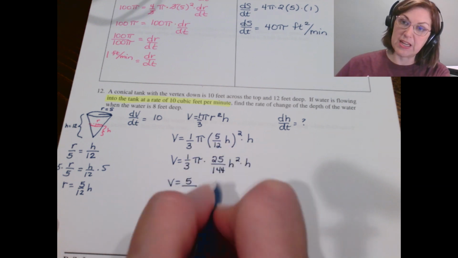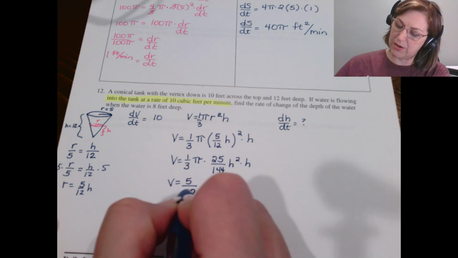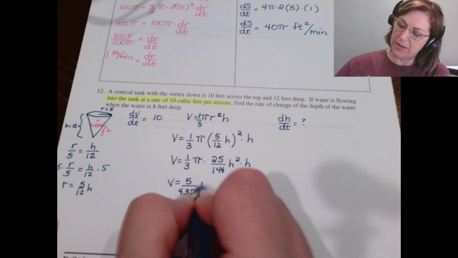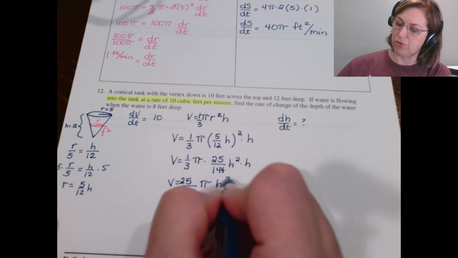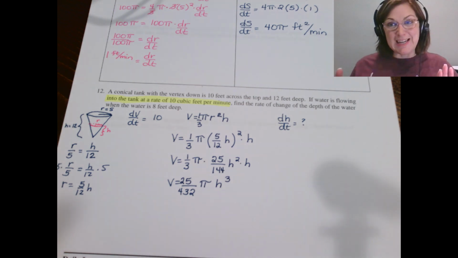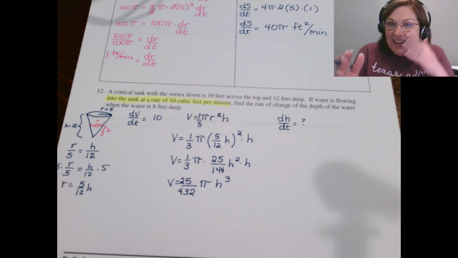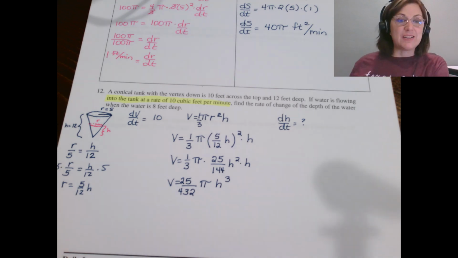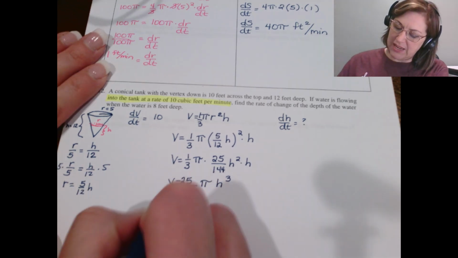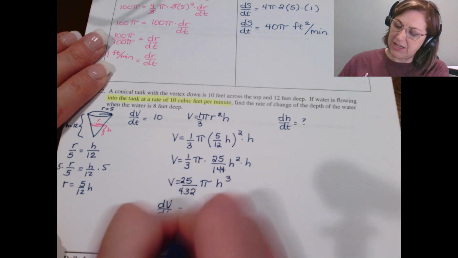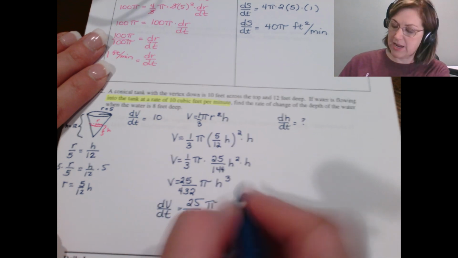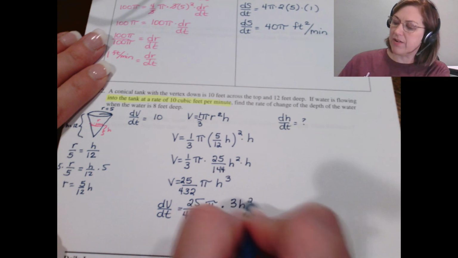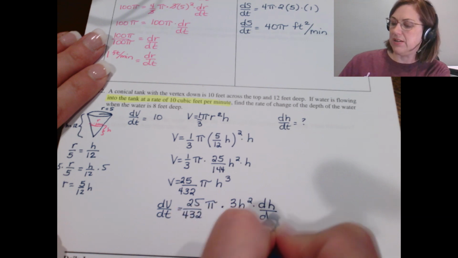Let's see, 3 times 144, 432 pi, and I should have a 25 there, h cubed. Now, again, haven't done any calculus because now that I only have height and volume, I have made the calculus a lot easier. So I'm going to take my derivative now. dV/dt equals 25 over 432 pi, those are my coefficients, right? Times 3h squared times dh/dt.